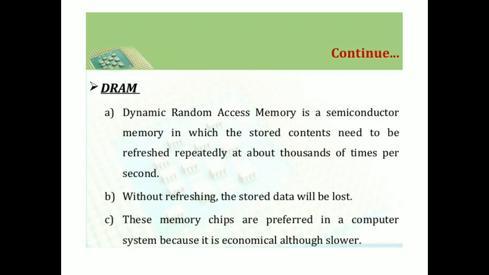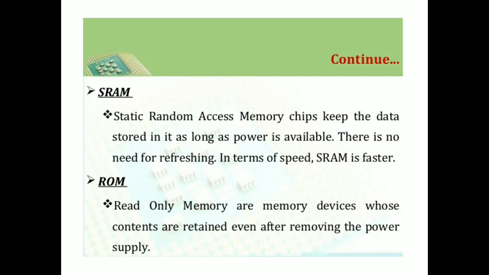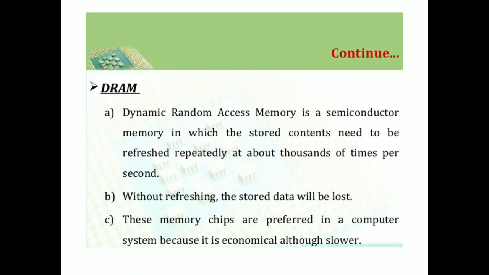So basically, there are two types of RAM: static RAM, SRAM, and dynamic RAM, DRAM. SRAM, static RAM, retains the stored information as long as the power supply is on. But a DRAM loses its stored information in a few milliseconds even though its power supply is on.